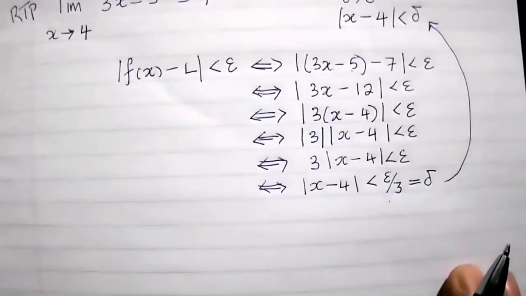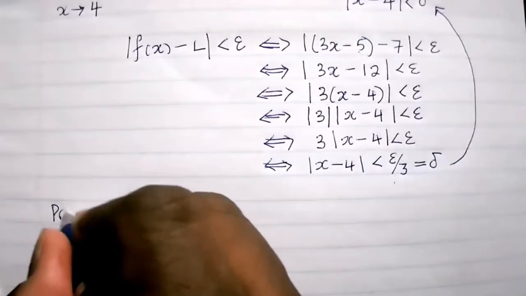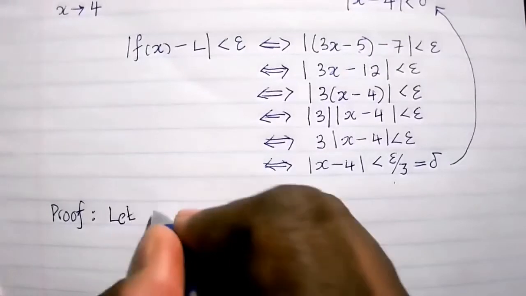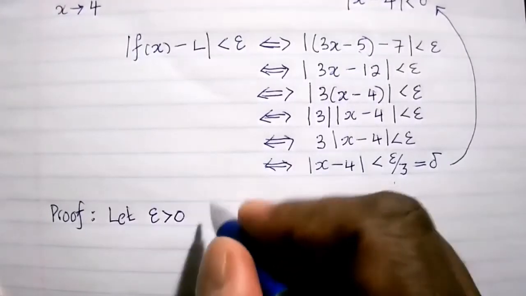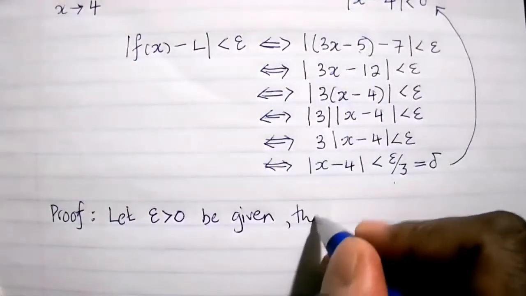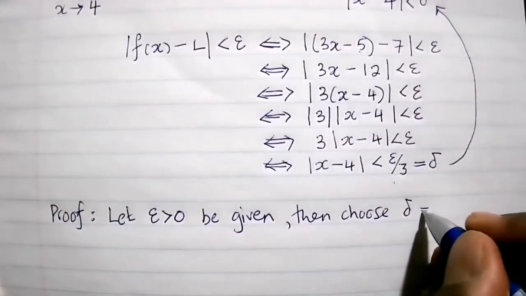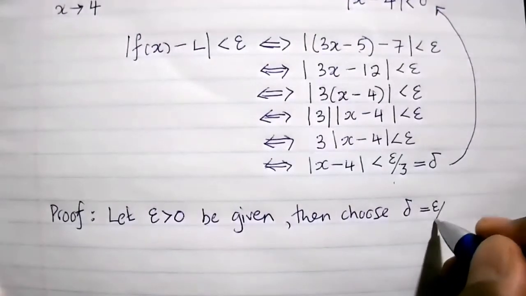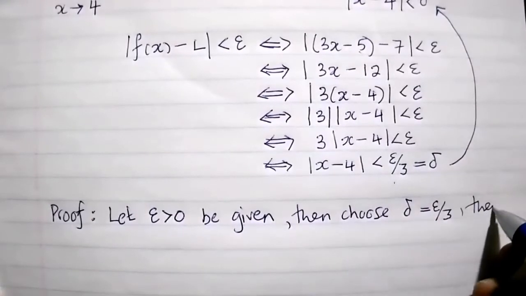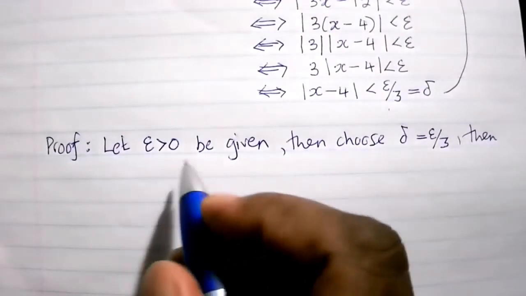Now, the next step is the actual proof. So let's do the proof. We always begin writing the proof by stating the following. We say let epsilon be given, then choose delta to be what? Epsilon over 3. Then we have the following.